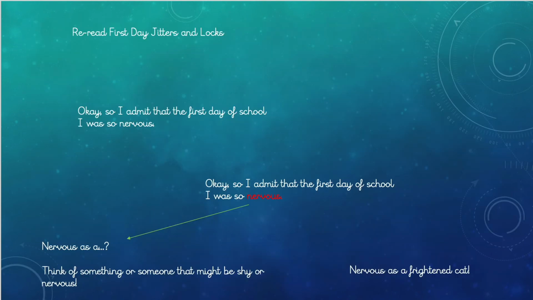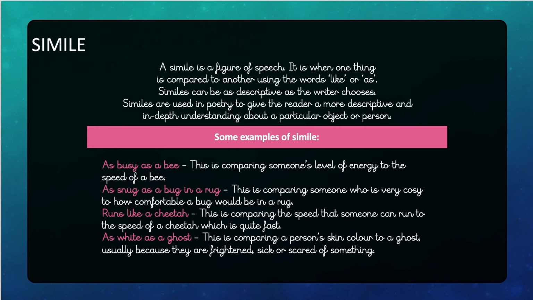Firstly, I'd like you to reread First Day Jitters and Locks, just going back in our novel. Okay, so I admit that the first day of school I was so nervous. Well, let's make it poetic. Nervous as a... think of something or someone that might be shy or nervous. You could have nervous as a frightened cat. And here we're using which particular poetic device? You should recognise it's a simile. As a.